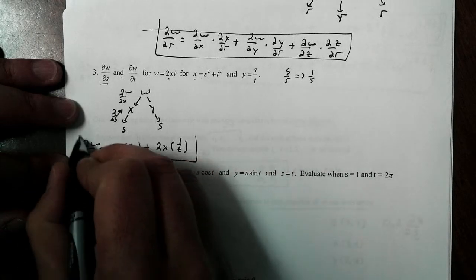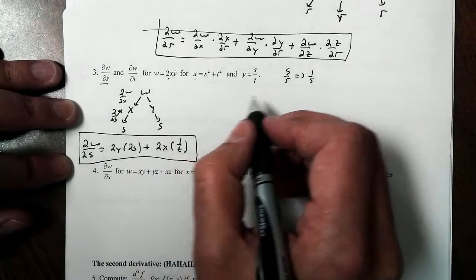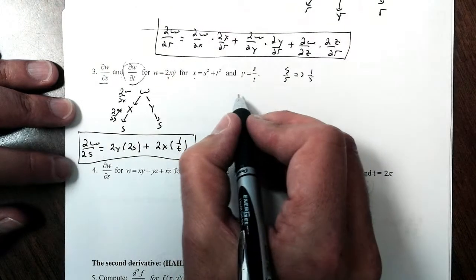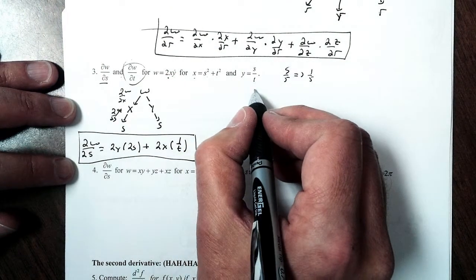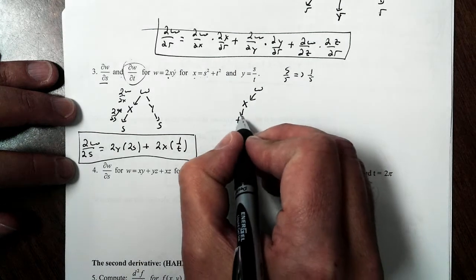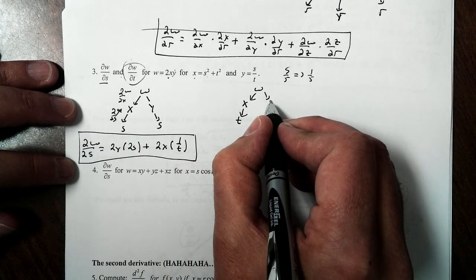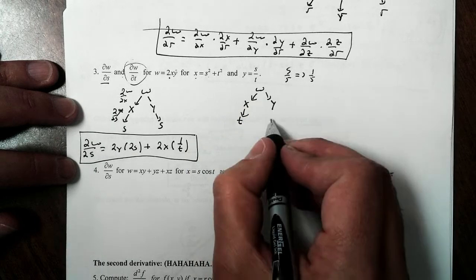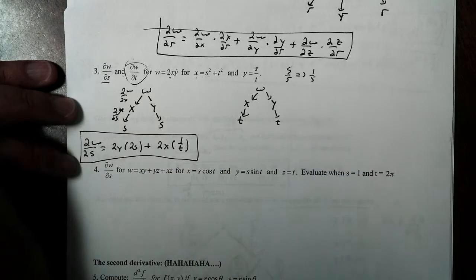And there's our derivative using the chain rule. Now the next one, we want to find the partial of w with respect to t. So let's try this one. W, take the derivative with respect to x, from here with respect to t. W with respect to y, and then y with respect to t.